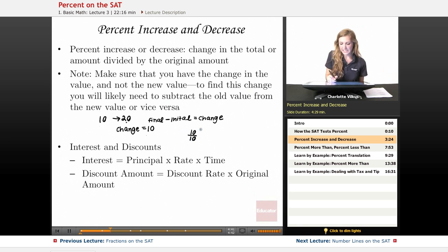And I would basically just set this equal to X percent over 100. And here I would be able to quickly see that I actually have a 100% increase, and I know it's an increase because I've gone from a smaller number to a larger number. But I would just set it up like this: change divided by original.